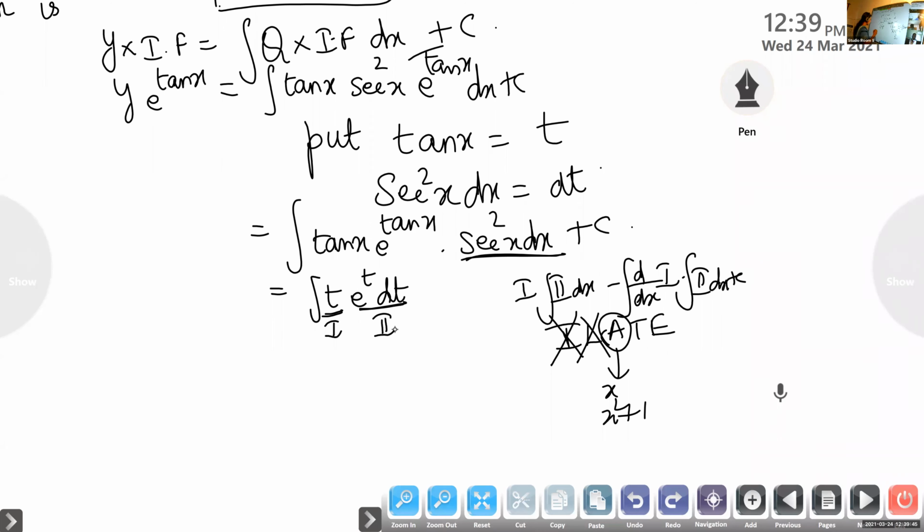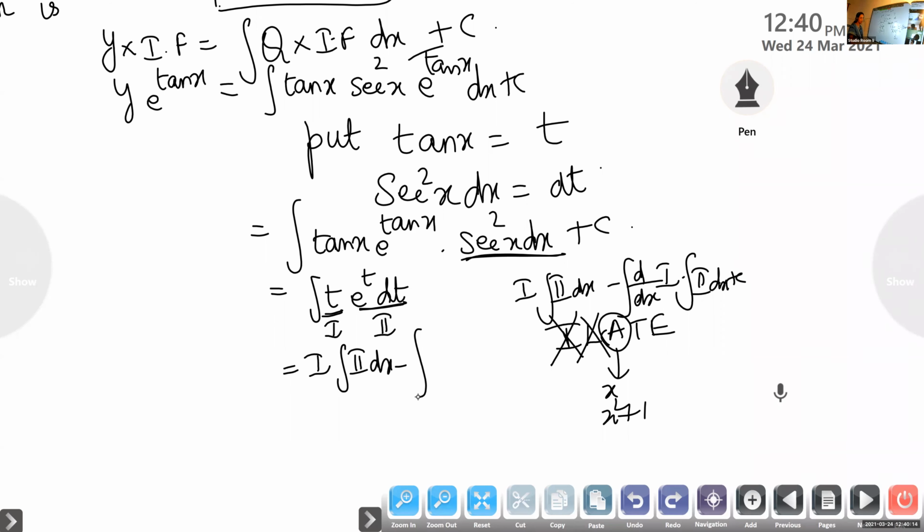Now apply the formula. What is the formula we have learned? First function into integral of second function minus integral of. Say this one and write. Don't simply copy it. Just open your mouth, say it 2 or 3 times and write it.